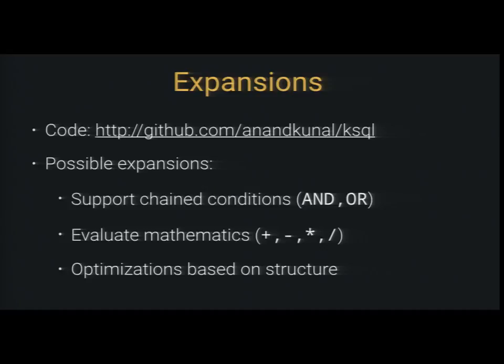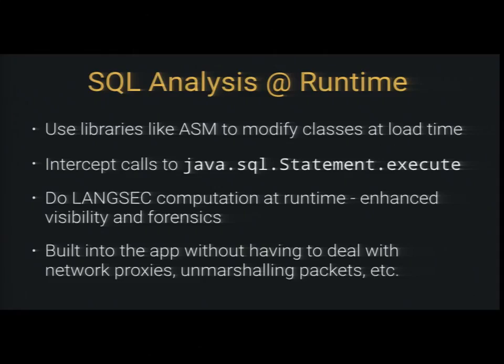So for instance, if you wanted to support chained conditions like and or, you could. You could also do mathematical evaluations. In my particular case, I'm comparing the literal value of terminal nodes, but if you wanted to, you could actually do the evaluation of mathematics or arithmetic. And you can also make optimizations based on your parse, because if your parse tree fundamentally looks the same, and if all you care about is tautologies, then you could short circuit evaluation as well. So lots of micro optimizations you can take.